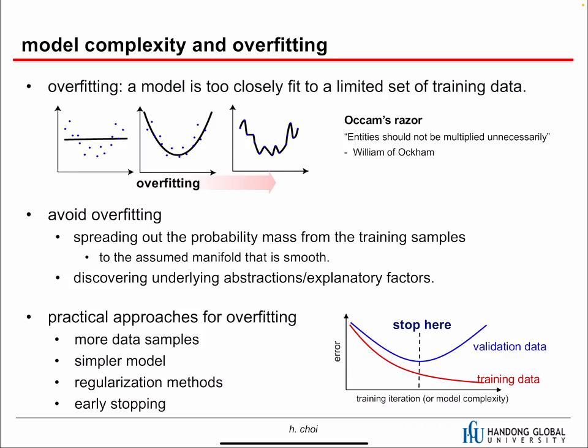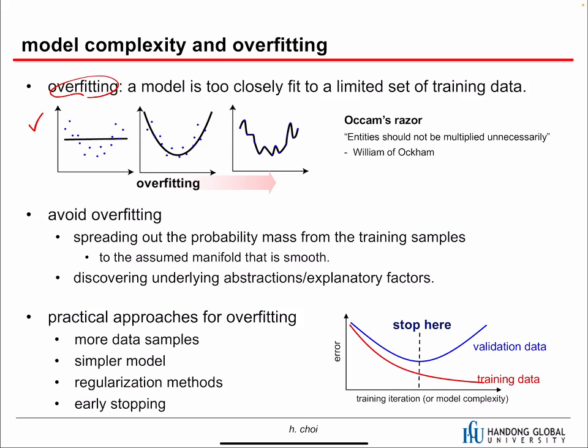Okay, and the next one is model complexity and overfitting. Since we just started talking about the models and training, we have to talk a little bit about model complexity and overfitting. So overfitting is a simple thing. The model is too closely fit to a limited set of training data. The model is perfect with the training data, but it is not perfect with the test data. So we say this doesn't generalize that well.